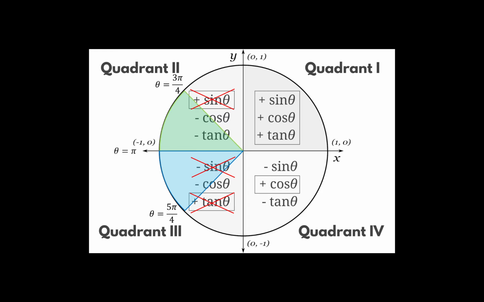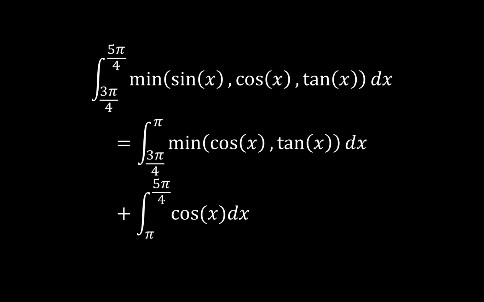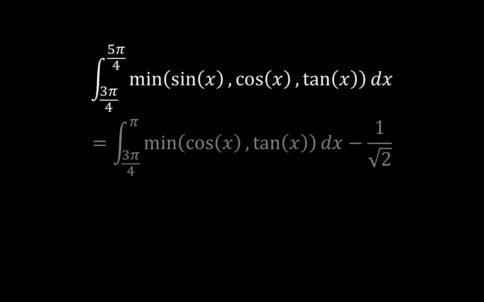Let's put this into an integral. So we're going to split the integral from 3 pi over 4 to pi, and the integral from pi to 5 pi over 4, so that we can tackle them separately. Now we split the integral, so we have this. And we see that the second integral is a very easy integral to integrate, so we'll just do that. Just integrate this, which should give us a value of negative 1 over square root of 2.